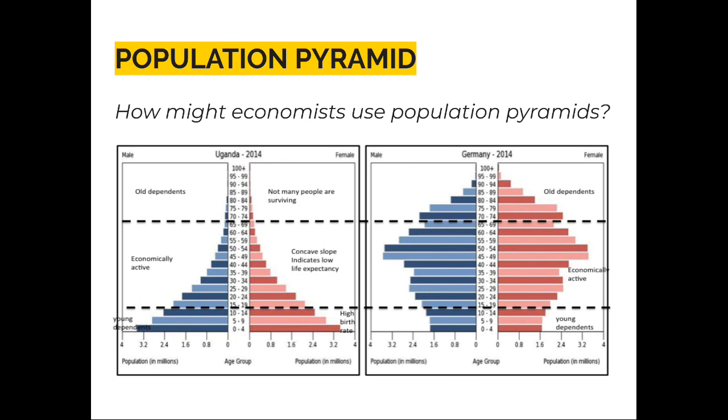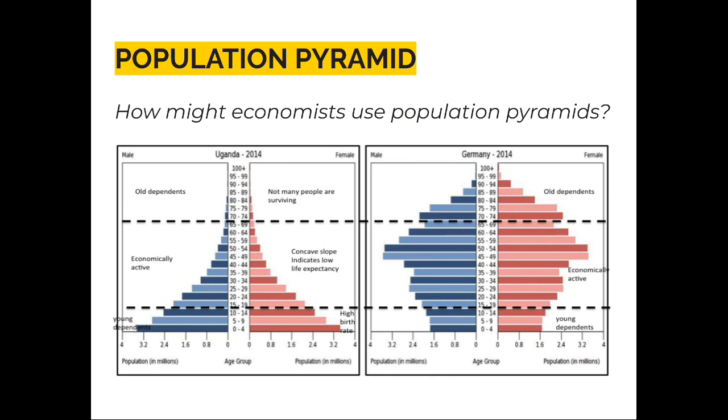Why? For example, we can see the number of economically active people in Germany is way more than in Uganda. What does it mean? Let's say they are more productive. They have more people, more workers, more labor force. So we can see that they are more active, economically speaking. Okay, they are more productive.